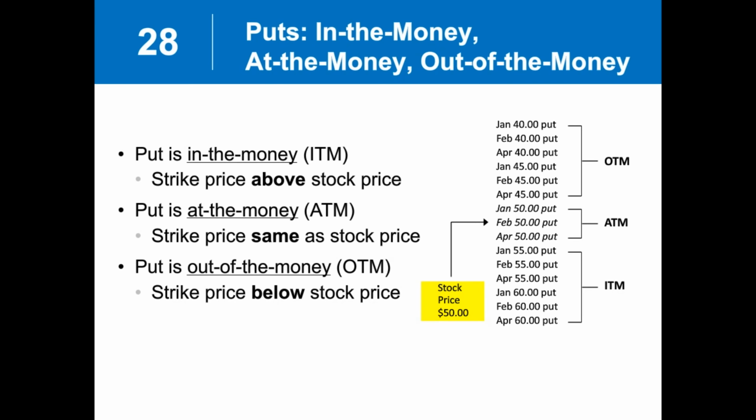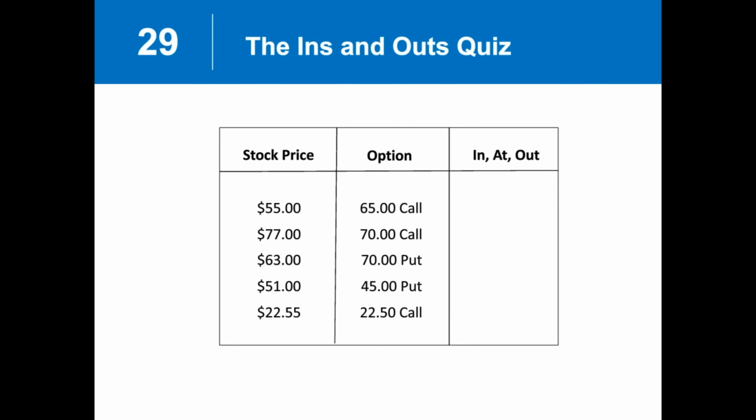Now let's take a little quiz. This will be fun. Let's look at in, at, and out of the money. We've got a stock price of $55, and our strike is $65. $65 call. Is that $65 call in, at, or out of the money? Out. Everyone think out. Does anyone think in or at? Good. Either you're very, very smart or I'm doing an excellent job. My guess is it's the former. Well, thank you. I appreciate that. So yes, that is out of the money.